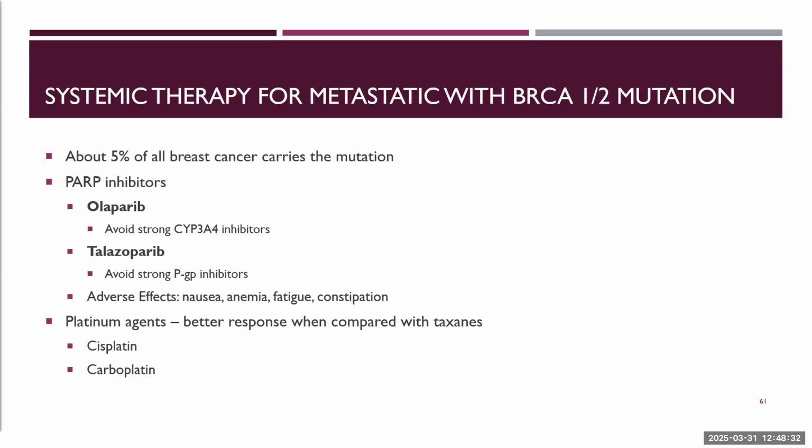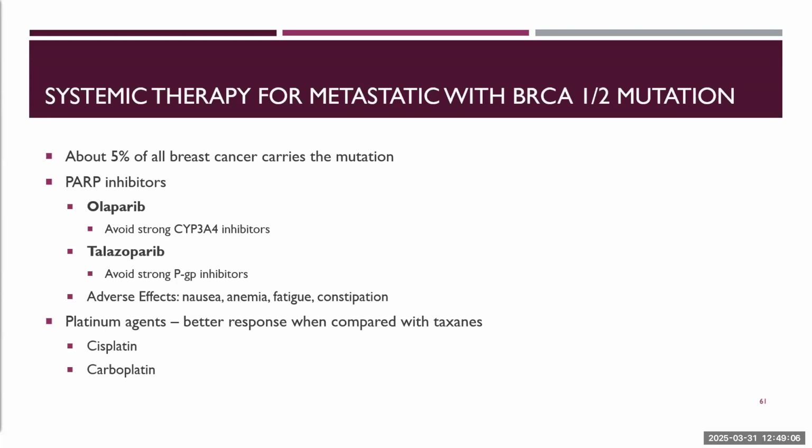So for patients that have a BRCA1 or 2 mutation in the metastatic setting, about 5% of all breast cancer carries this mutation. So we have PARP inhibitors that are indicated for patients that have a BRCA1 or 2 mutation. We have olaparib and talazoparib. With olaparib, we should avoid strong CYP3A4 inhibitors. For talazoparib, avoid strong PGP inhibitors. Adverse effects from these agents: nausea, anemia, fatigue, and constipation. I would say nausea and anemia are the two biggest ones that we see.